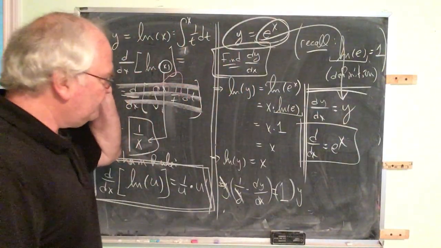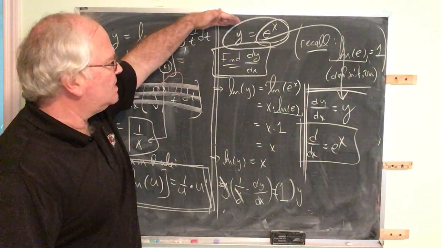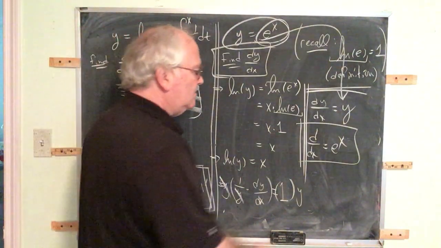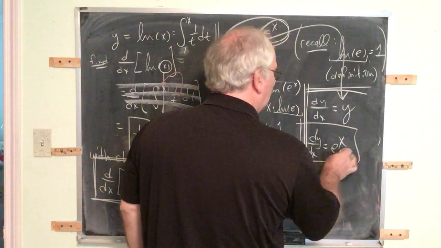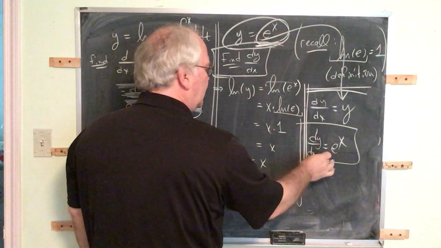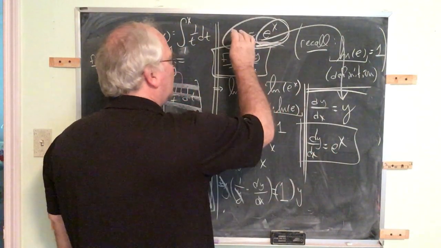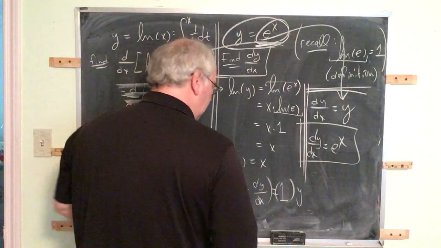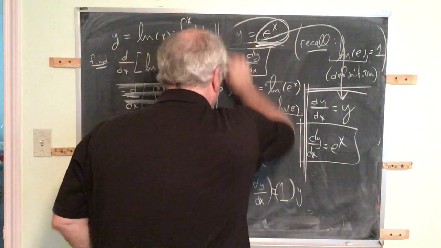Now what does that mean? It means this. If y is e to the x, then the derivative is e to the x. The function e to the x is its own derivative. Y is e to the x, dy dx is e to the x. The function e to the x is its own derivative.